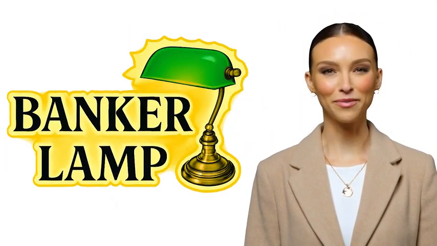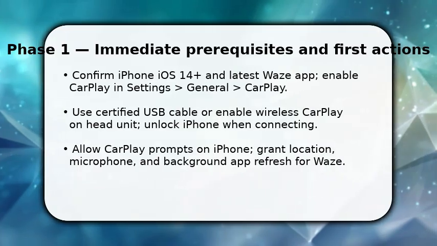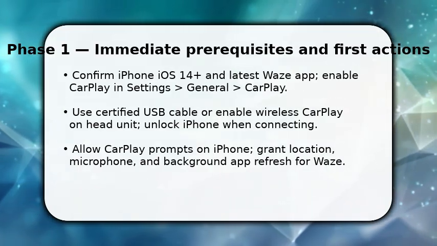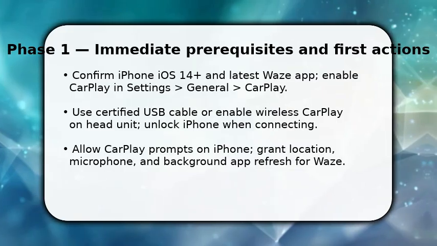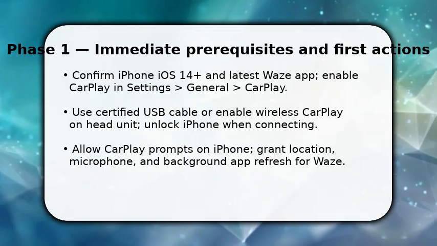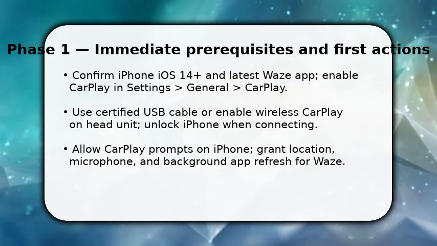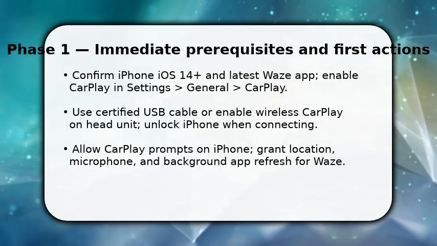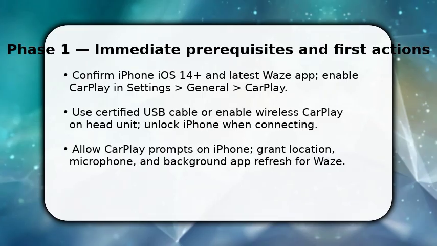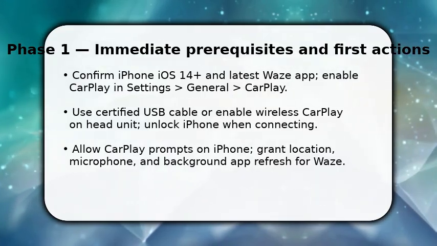Please enjoy the video. You start by making sure your iPhone and Waze are ready. Connect the phone with a certified USB cable or pair wireless CarPlay on the stereo, then unlock the phone and accept the CarPlay prompt. Once done, open Settings, General, CarPlay to confirm the vehicle appears. Make sure Waze has location and microphone permissions so voice directions and routing work. This gets you into CarPlay quickly.